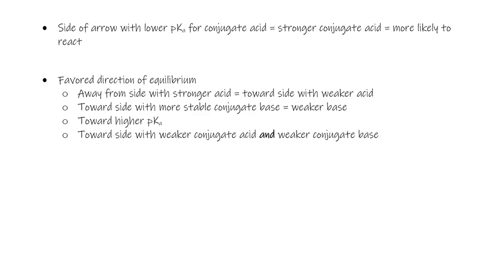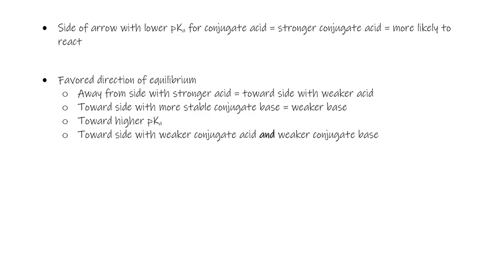On the other hand, when we talk about a conjugate base, we must refer to the deprotonated form of the conjugate acid-base pair. With that said, a stronger conjugate acid has a lower pKa compared to a weaker conjugate acid, and the favored direction of equilibrium, based on what we've already said, will be away from the side with the stronger conjugate acid and toward the side with the weaker conjugate acid.